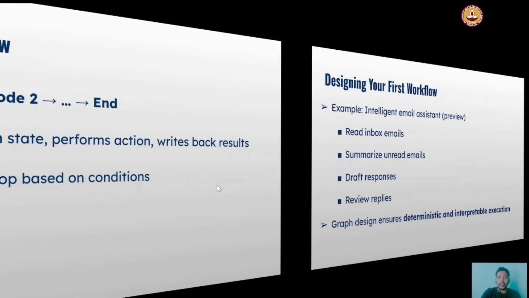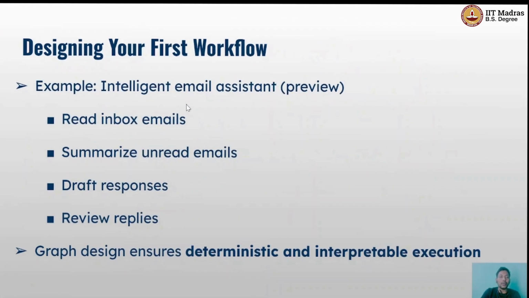The example we will be using in our class is that we will be building an intelligent email assistant. Here one node will read the inbox emails, then another node will summarize the unread emails, then another node will draft the responses, and then there will be another node which will review the replies.